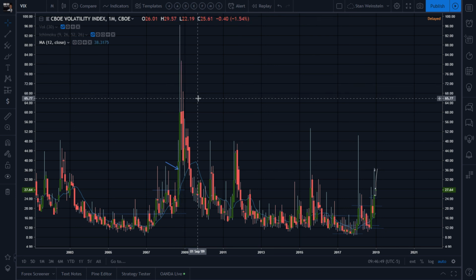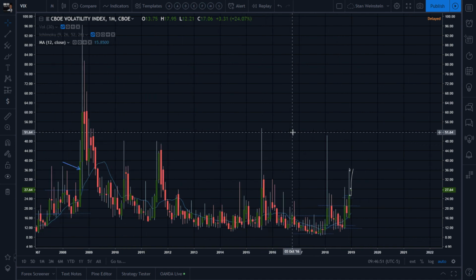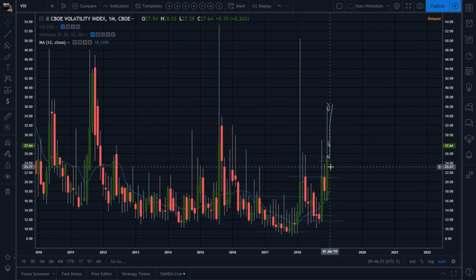All right, so that's my little breakdown of VIX. Never close below that monthly defined breakout level. Never close below that last weekly defined breakout level. Let's see if it keeps going up in that direction, guys.